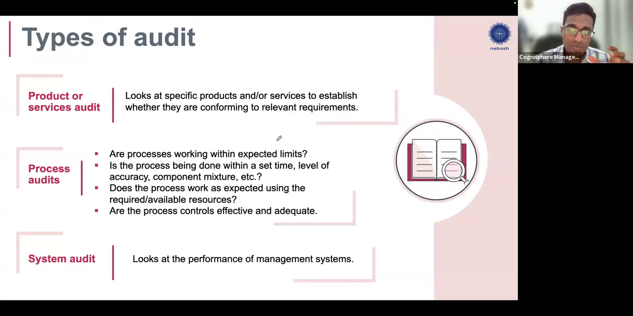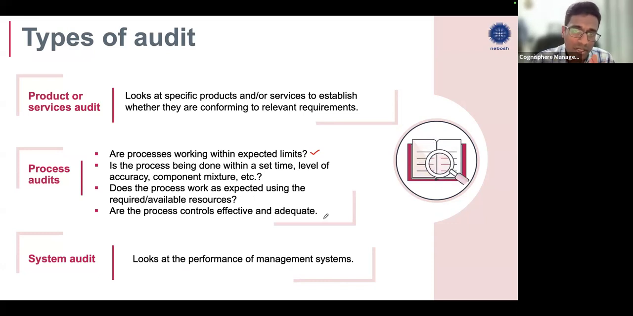As part of the process audit, you're determining whether the process is working within expected limits. Is the process being done within a set time, level of accuracy, component mixture? Or does the process work as expected using the required available resources? Or are the process controls effective and adequate? So you're only auditing one particular process from A to Z.